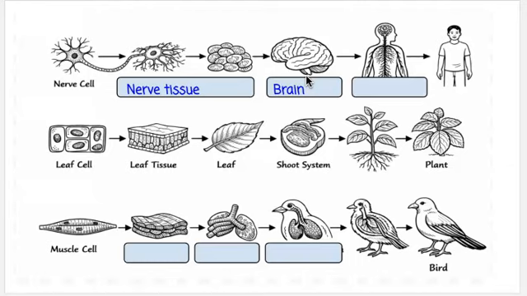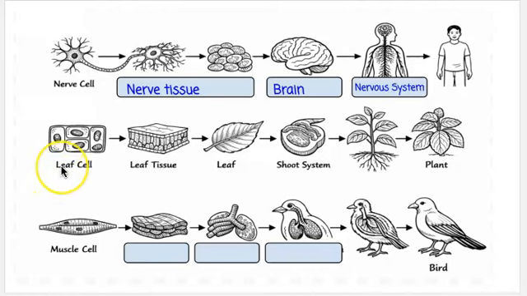Then organs work together to form an organ system. And in this situation, the brain is a part of the nervous system. And the rest of the system is made of your nerves, of course. And finally, all the organ systems working together in a human makes us. Let's look at another example with plants.